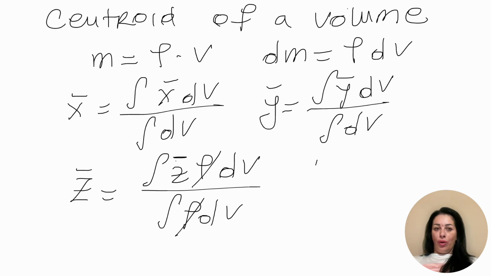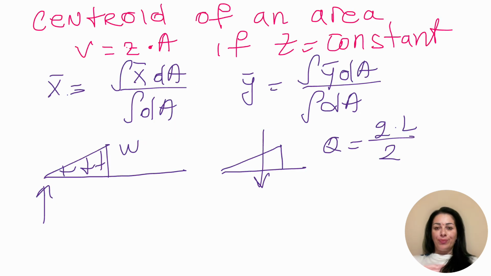Again, we have the centroid for a volume where we have that mass is equal to rho times volume. And again, if we are plugging our numbers in the centroid, we will obtain that dm is equal to rho times dV. And then we have x bar is equal to the integral of x rho dV over the integral of rho dV. Rho will be removed since it appears on both sides, and then your centroid is the integral of x bar dV over the integral of dV. So the same for y bar and z bar.